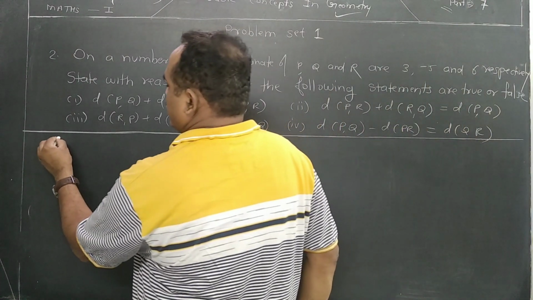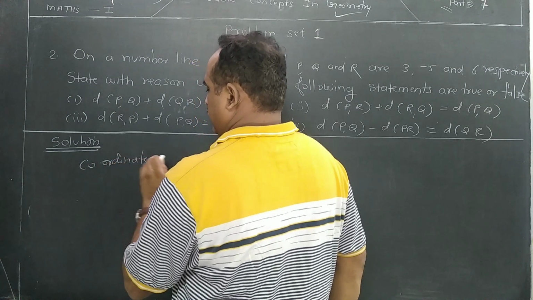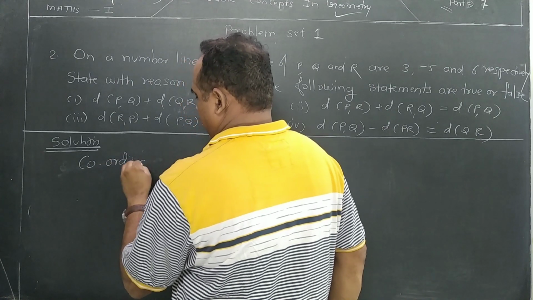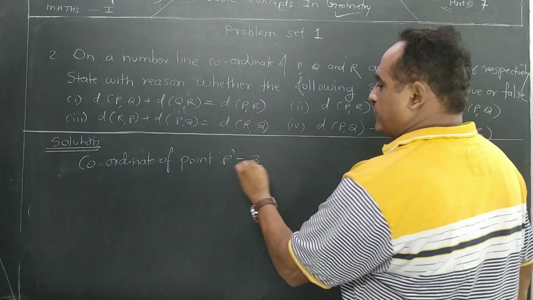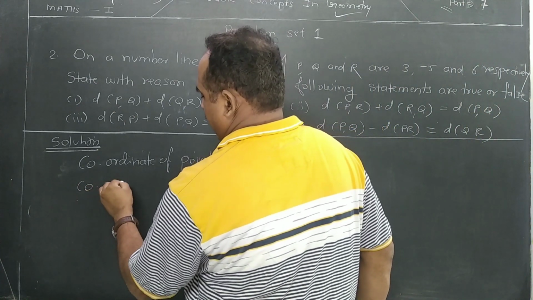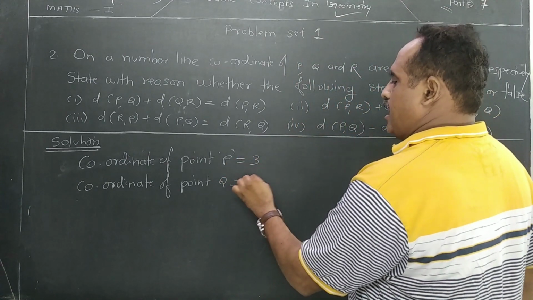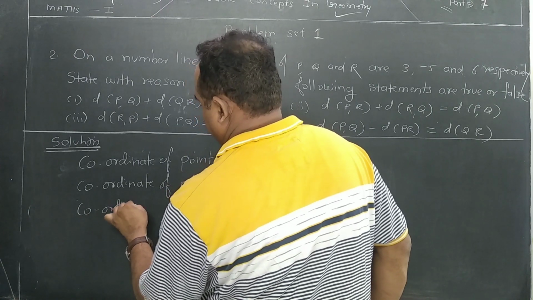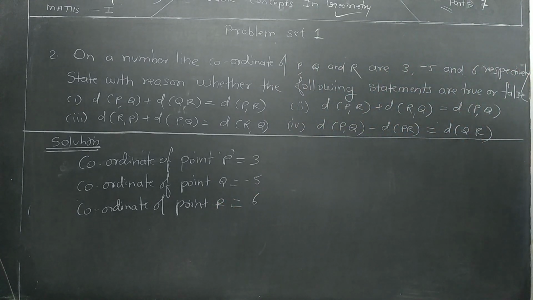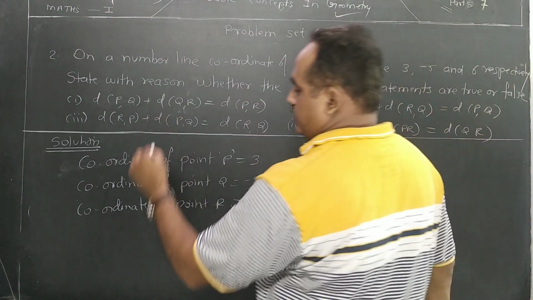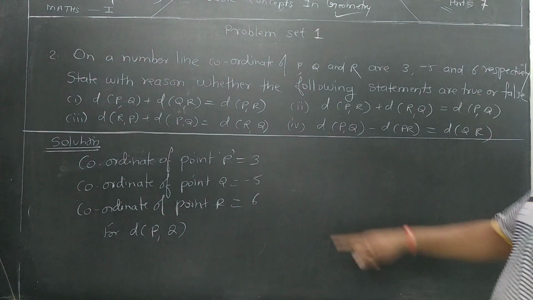Okay. So for this question, what are you going to write? Solution. First of all, the coordinate of point P is equal to 3. Then the coordinate of point Q is -5, and the coordinate of point R is 6. You got it? So first we'll find out distance PQ.